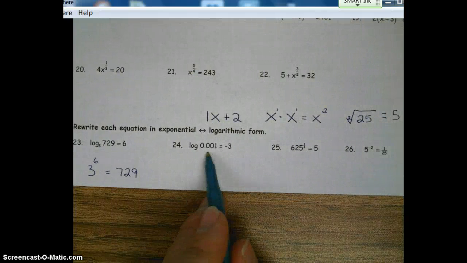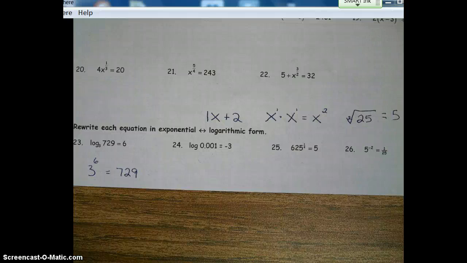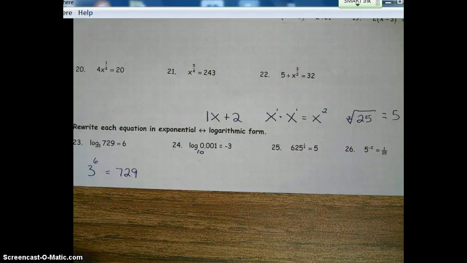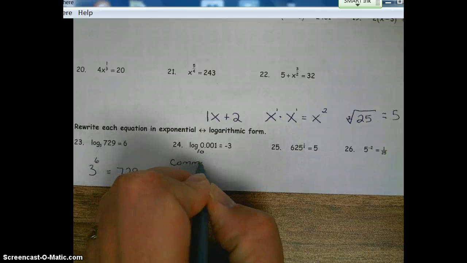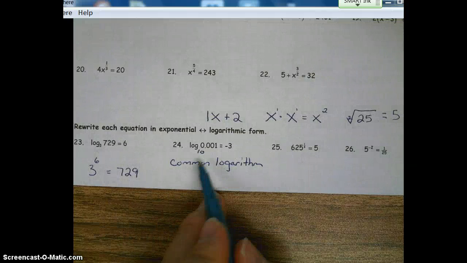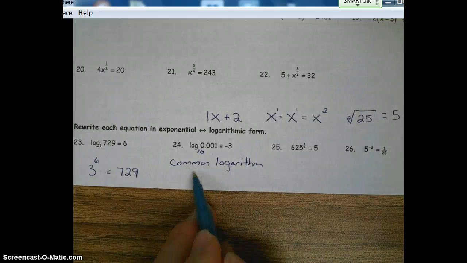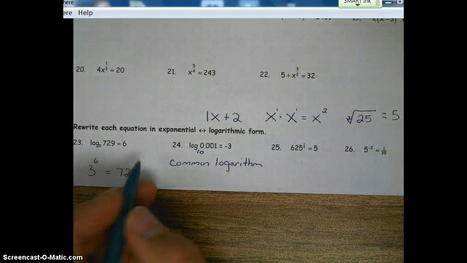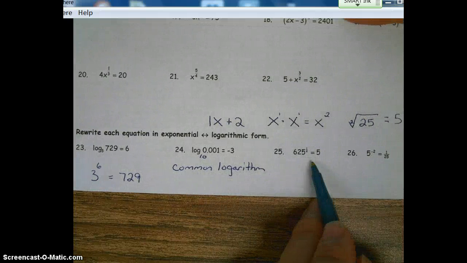So here, what's the base? When the base is missing, it's 10. And that's called a common logarithm. When it's base 10, it's a common logarithm, and that's what your calculator uses. When you press the log button, it's going to give you base 10. So I don't think we have to go into changing that. It's just like this one.